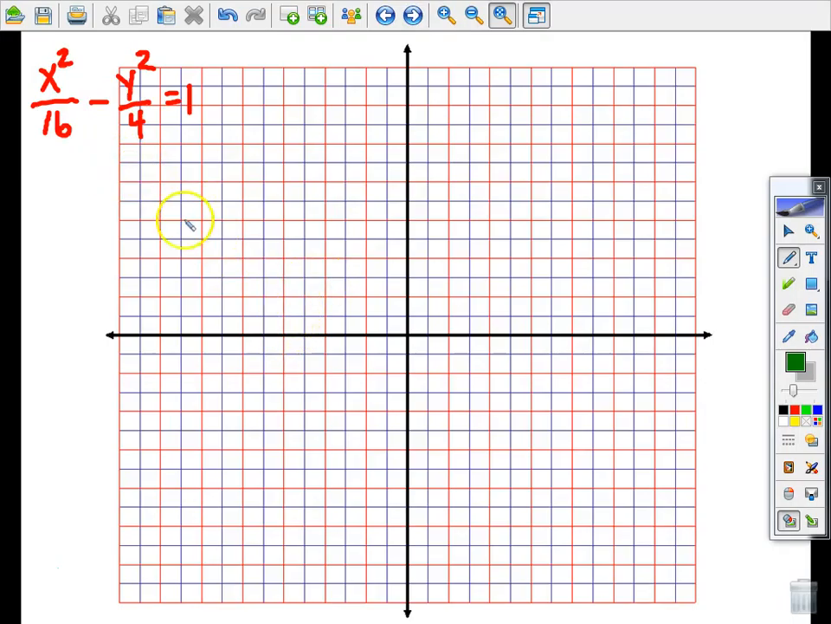Okay, so with that said, let's go ahead and sketch the graph of this. The way we start out graphing this, it's going to look a lot like what we do with ellipses. I'm going to do the square root of 16, which is 4, plus minus, and I'm going to put plus minus 4 on the x-axis. So that looks a lot like what we did in the previous section with ellipses.